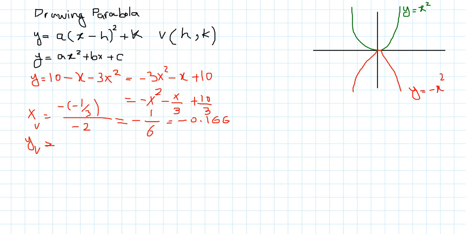So y of vertex will be, when you put minus 1 over 6 in this, if you find it, we will have 121 over 36. So it is 3.36. So my vertex is this. And when x equals 0, I will have the intersection with the y-axis. It will be how much? It will be 10 over 3, or it is 3.33. It's very close to each other. Now draw it.